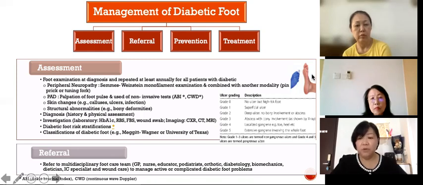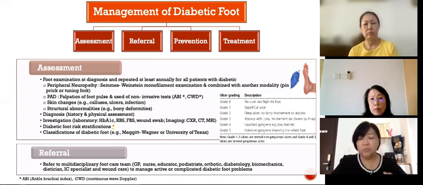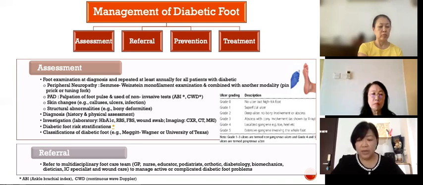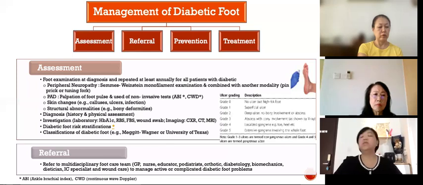And when we need to detect whether the patient has peripheral artery disease, we use the simplest way, palpation of the pedal pulse. If the pulse is really feeble, or the leg is swollen, we can use the help of the CWD, continuous wave Doppler. Other than that, we need to assess for skin change and any structural deformity. Of course, we need to check the patient's diagnosis.